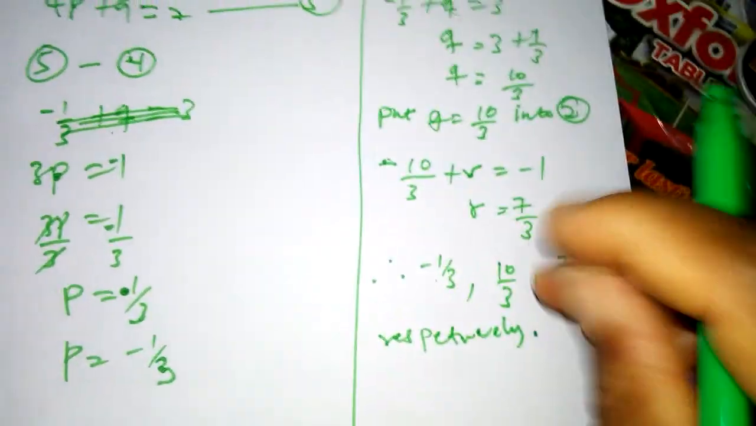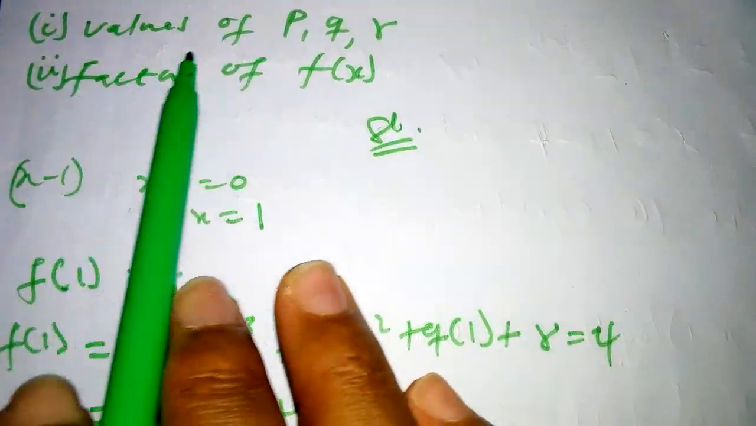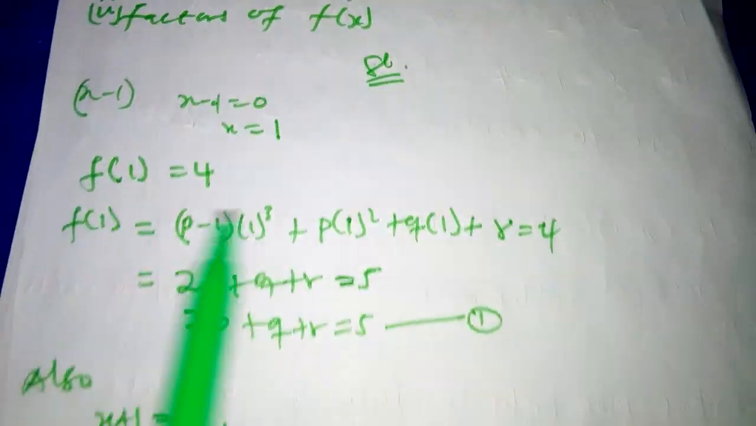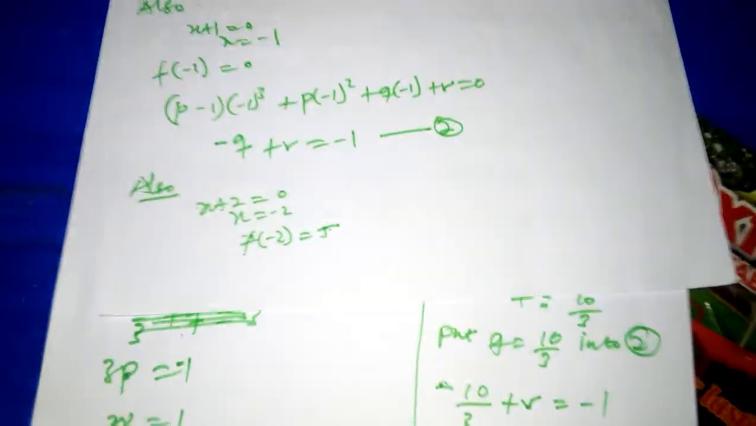Alright, so now we are left with what? The factors. Let's come back here. The factors of f of s. So we'll come and look for the factors of f of s. Let's continue. Alright, so we are still continuing.